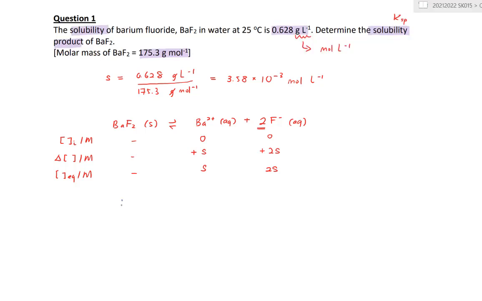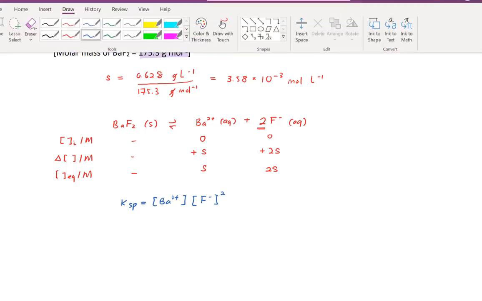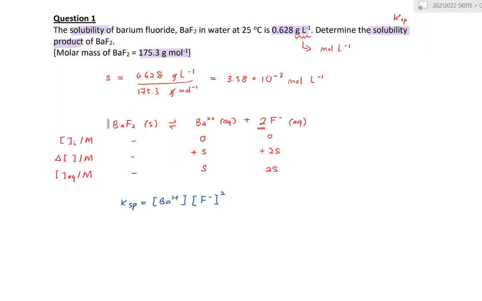KSP expression equals the barium ion concentration times the fluoride ion concentration raised to power 2, as you have a coefficient 2. So it is very important that you focus back on the balanced equation over here. Power 2 comes from the coefficient 2. And then we just substitute the S into each of your species over here. So barium has 1S only, whereas for your fluoride there is 2S. So 2S, make sure you put in bracket.